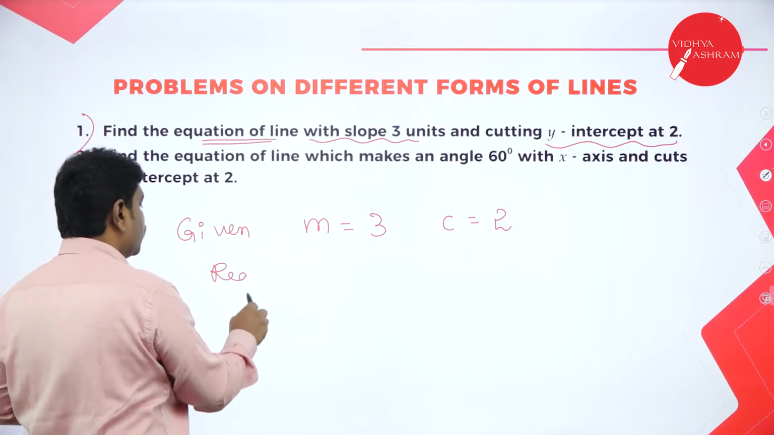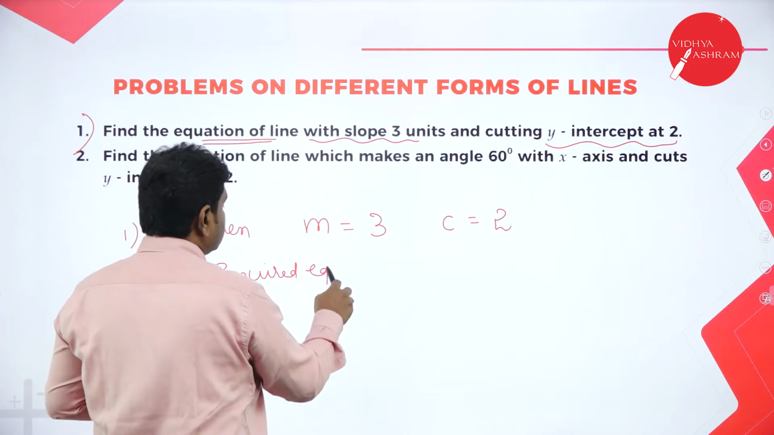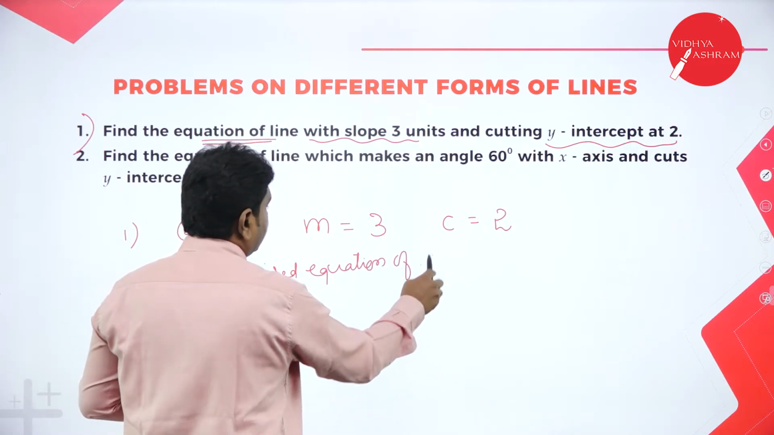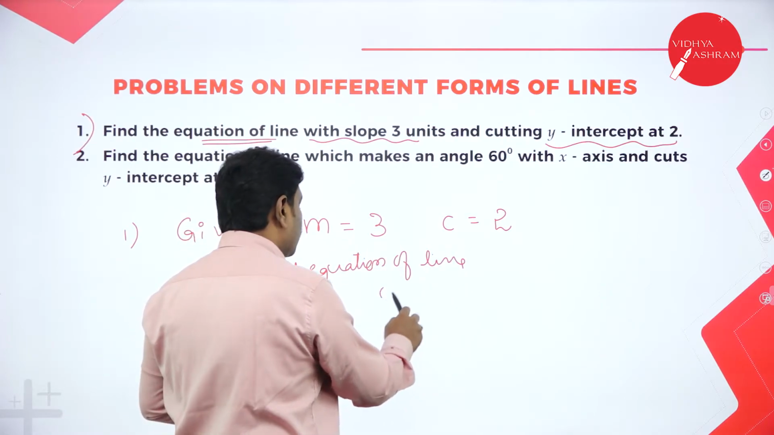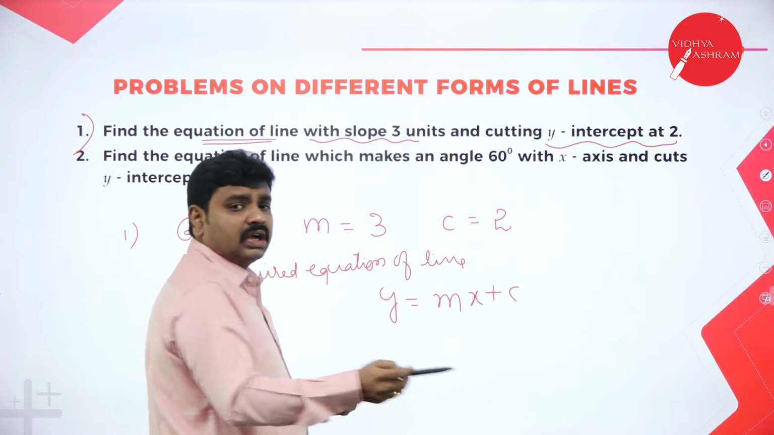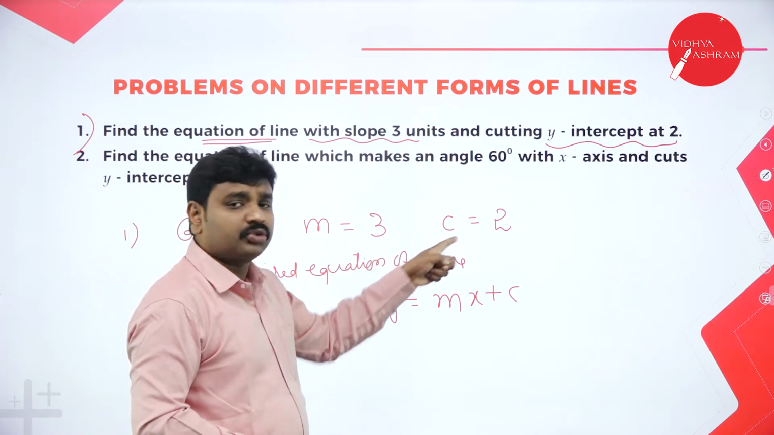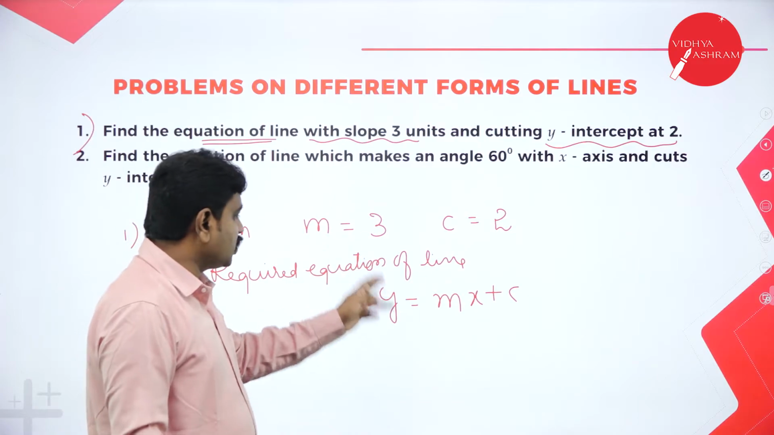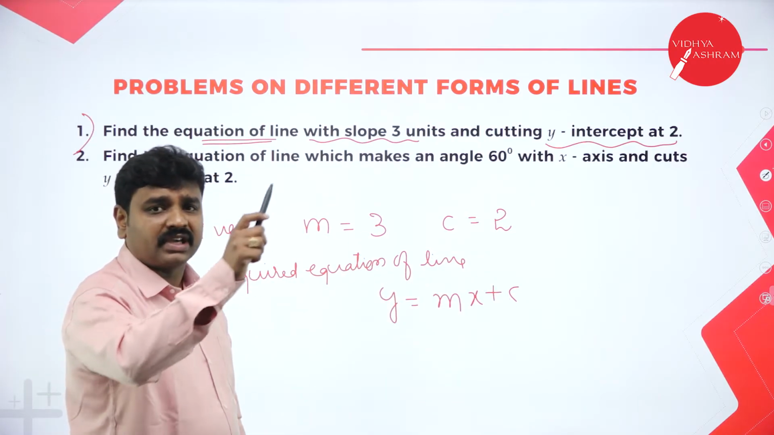So write the required equation of line. Because you know slope and y-intercept, use slope-intercept form: y is equal to mx plus c. Earlier they gave point and slope, we used point slope form. They gave slope and intercept, so use slope-intercept form. What is slope-intercept form of line? Y is equal to mx plus c.